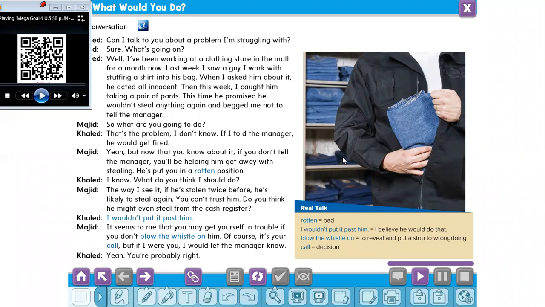If I told the manager, he would get fired. Yeah, but now that you know about it, if you don't tell the manager, you will be helping him get away with stealing. He's put you in a rotten position. I know. What do you think I should do? The way I see it, if he's stolen twice before, he's likely to steal again. You can't trust him. Do you think he might even steal from the cash register? I wouldn't put it past him. It seems to me that you may get yourself in trouble if you don't blow the whistle on him. Of course, it's your call, but if I were you, I would let the manager know. Yeah, you are probably right.